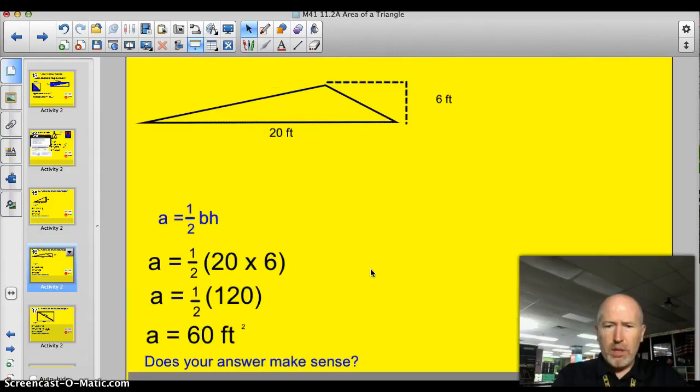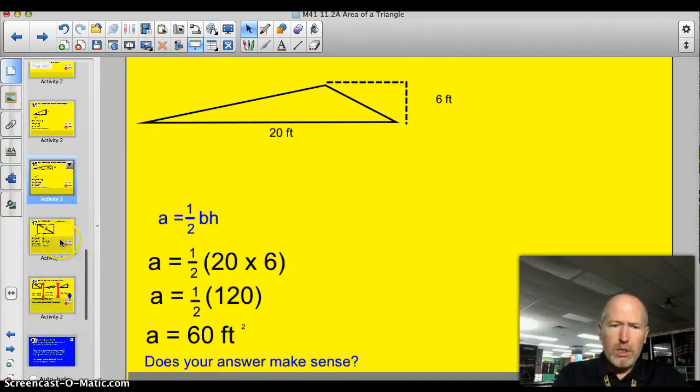Does the answer make sense? Yeah, it's in feet. I had feet were my labels, and it would be 1/2 of that entire rectangle, which would be 20 times 6, or 120, so half of 120. Yeah, my answer makes sense. All right, one more example.